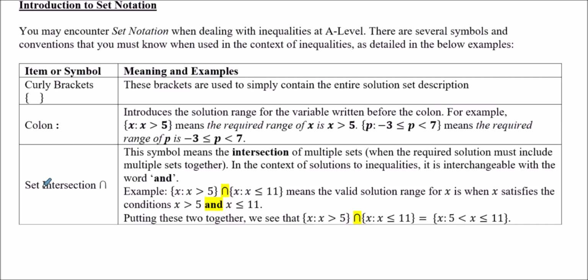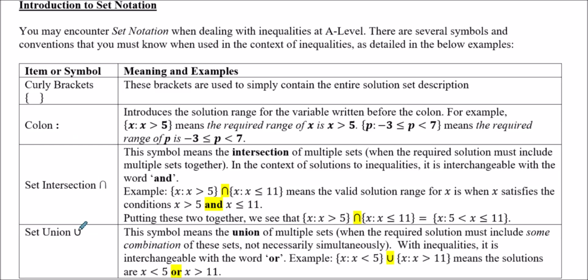Different to the intersection, but often confused with it, is the set union, which has this U symbol. This symbol means the union of multiple sets, when the required solution must include some combination of these sets, but not necessarily simultaneously. So it's not "and", it's the word "or". One or the other. It could be both as well, but because it's "or", there doesn't have to be an overlap. The solution sets could be mutually exclusive to each other.